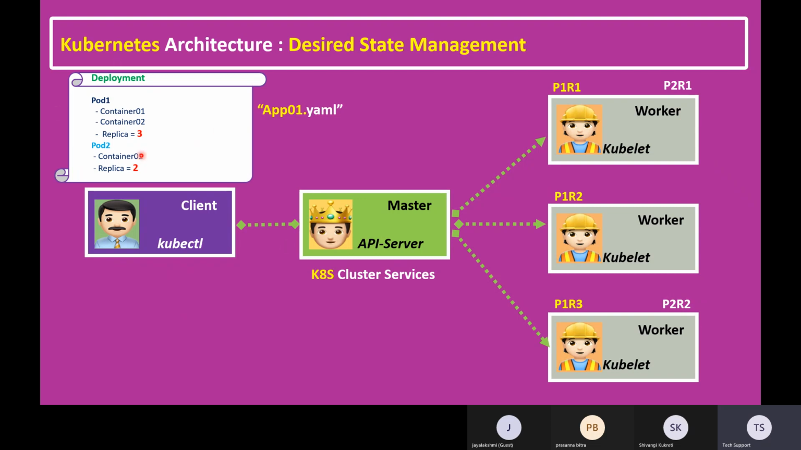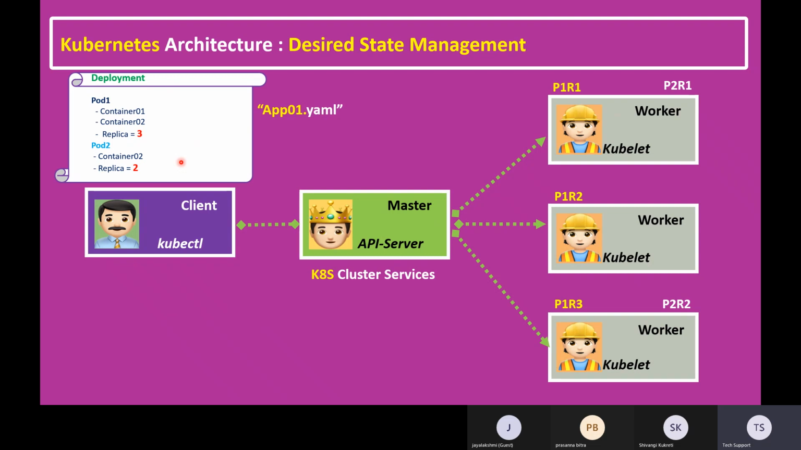Based on your desired file or your deployment file, the configuration is met at the destination. The source and destination are both equal. But this distribution process is taken care of by the Kubernetes cluster service master. The master will take care of all this distribution based on your application deployment. Clear? Now, in this scenario, there is no guarantee.